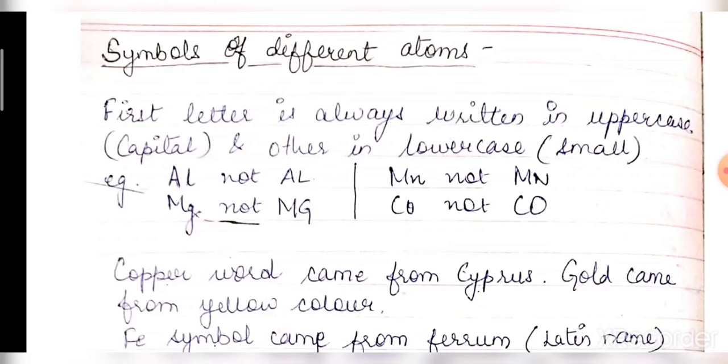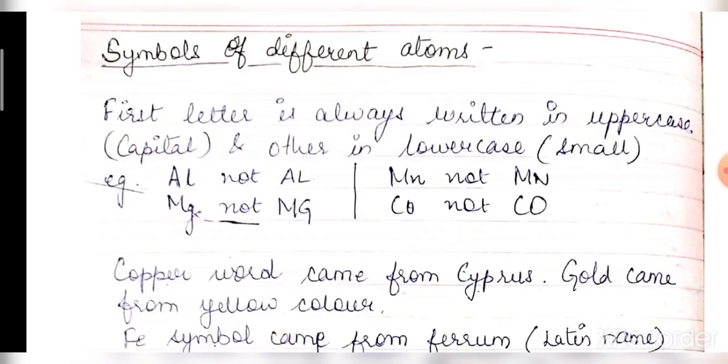Magnesium is written as Mg, M capital, g small, not both capitals or both small. Then Mn is written as capital M, small n. The cobalt symbol is written as Co, that is capital C, small o. Whereas when capital C and capital O are written, it becomes carbon monoxide. So if you have to write the symbol of carbon monoxide, then it is capital C, capital O, because it is a compound, not an element.